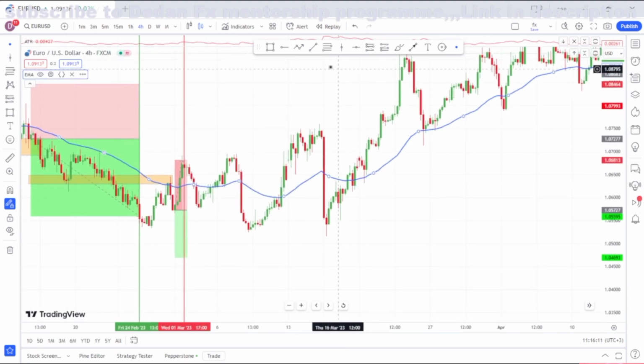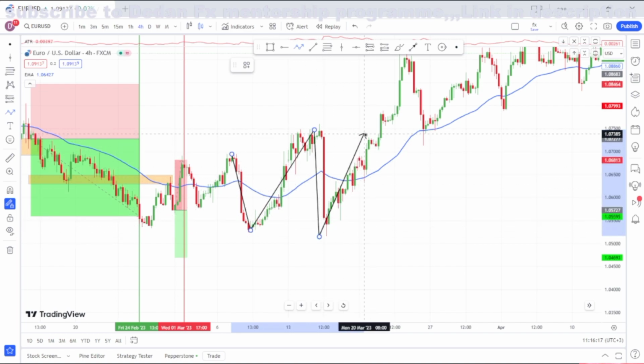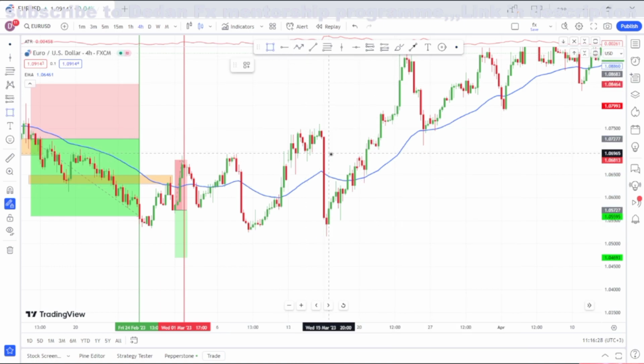Price came below the EMA, went back above, came back below, went back above, gave a nice pullback, went back above, gave another nice pullback. So for this pullback, currently my zone should have looked like this, but you can see price did not make it to pull back to my zone. So we did not enter that trade, so we left that trade.